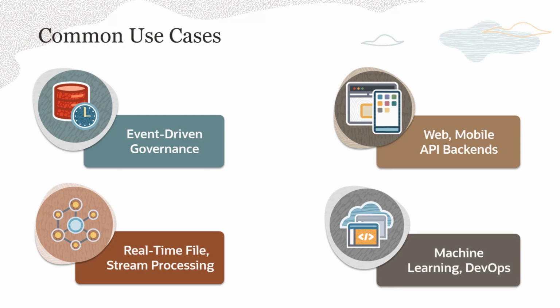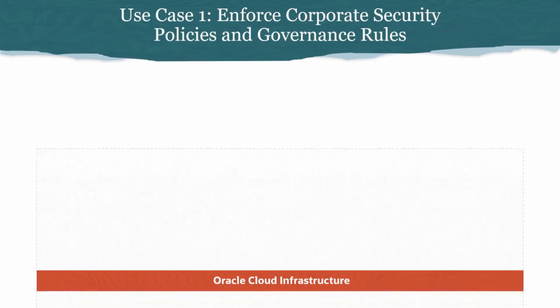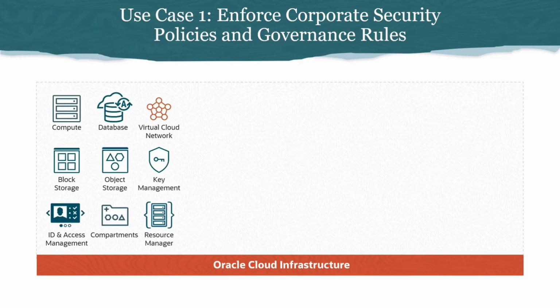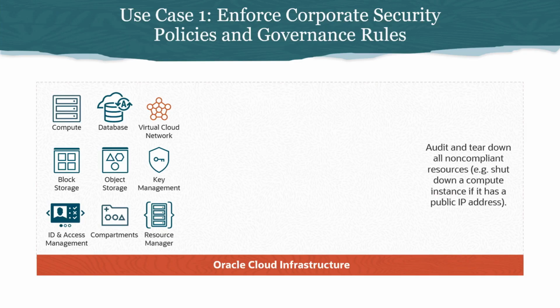Let's delve into some specific use cases. OCI resources like compute instances, databases, networks, and storage generate resource change events via audit logs. By using a service connector with audit logs and functions, you can enforce security policies and governance rules.